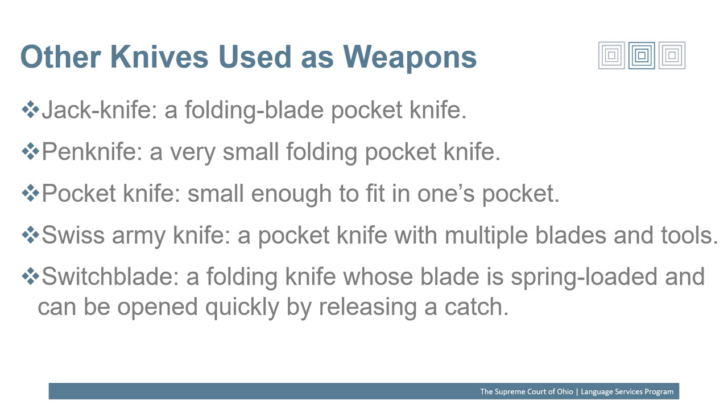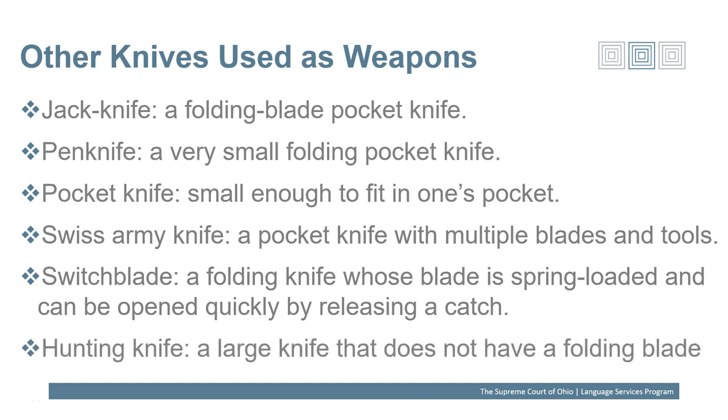Jackknife, a folding blade pocket knife. Penknife, a very small folding pocket knife. A pocket knife, small enough to fit into one's pocket. A Swiss Army knife, a pocket knife with multiple blades and tools. A switchblade, a folding knife whose blade is spring-loaded and can be opened quickly by releasing a catch. Hunting knife, a large knife that does not have a folding blade.